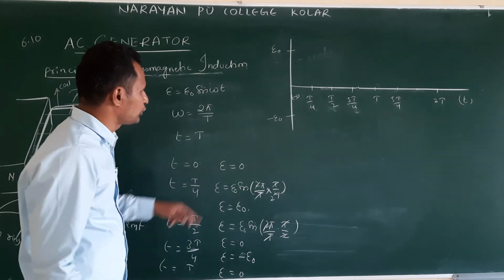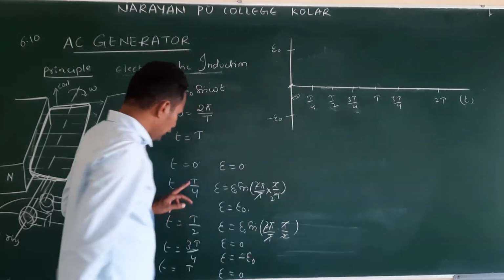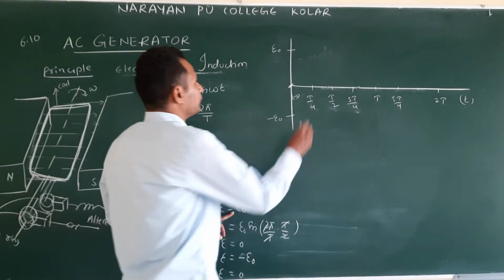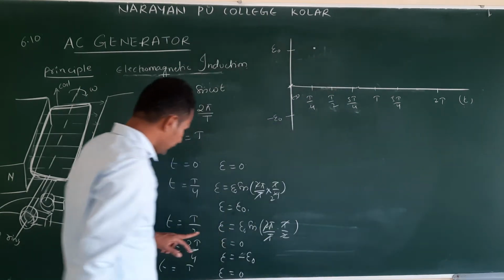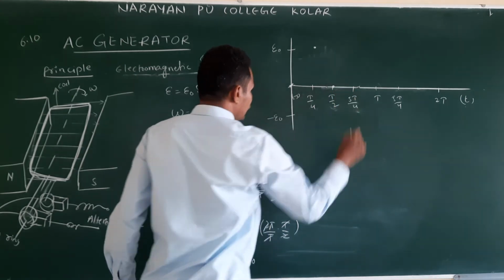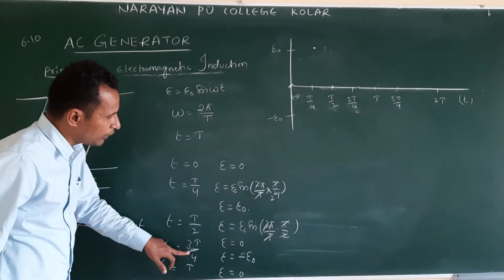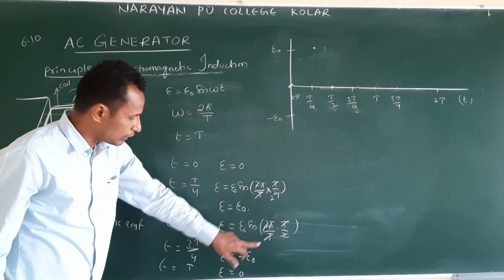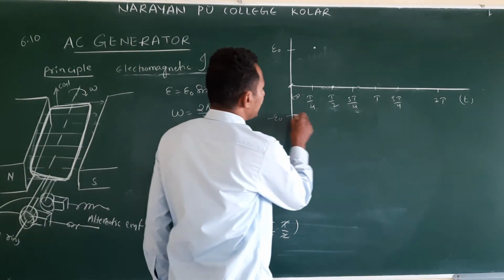Now come to T is equal to 0. What is EMF? 0. When T by 4, EMF is maximum, so here. Next at T by 2, EMF will become 0, here. At 3T by 4, here we will get 270, then minus E naught. Minus E naught here.